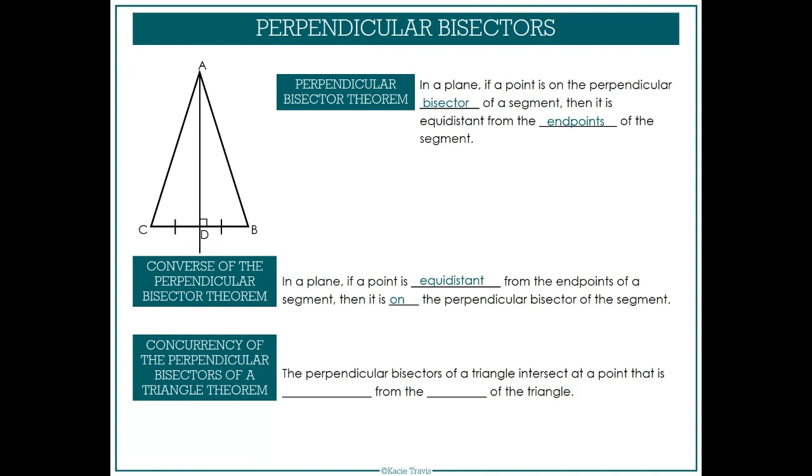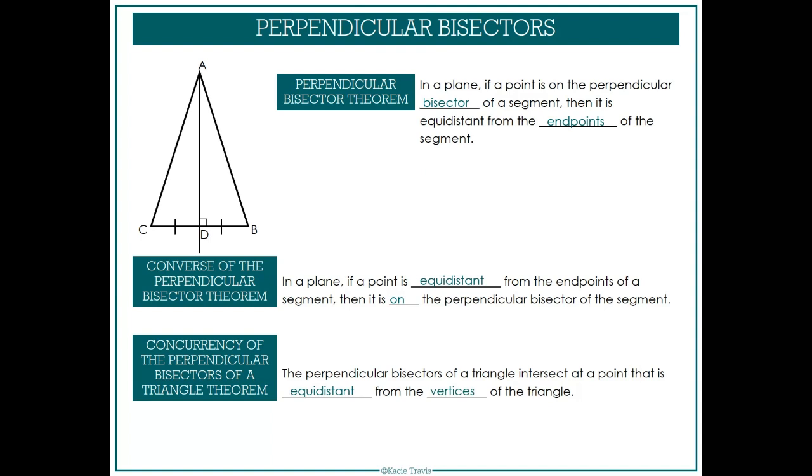Now, the last thing that we got is the concurrency of perpendicular bisectors of a triangle theorem. So this is specific to a triangle. The perpendicular bisectors of a triangle intersect at a point that is equidistant from the vertices of a triangle. So if you have the circumcenter, you should know that it is equidistant from any of the vertices of the triangle.